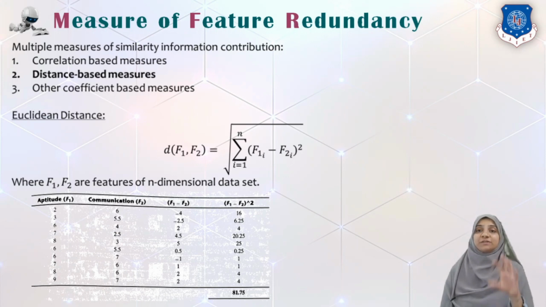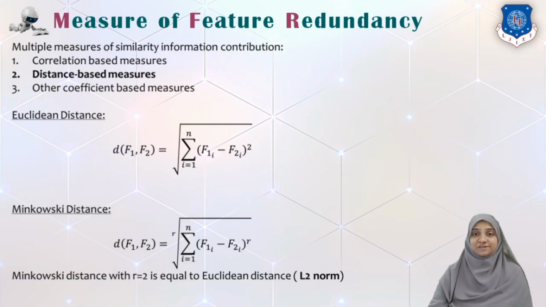Again, we set some threshold value and we will consider only those features as redundant which have a value more than the given threshold value. So this is how we make use of Euclidean distance.